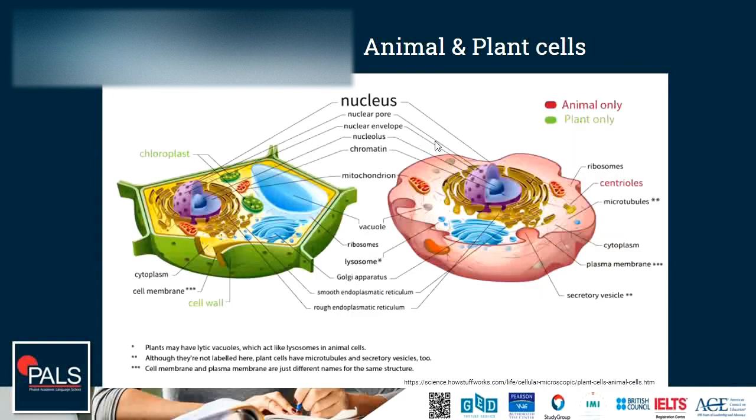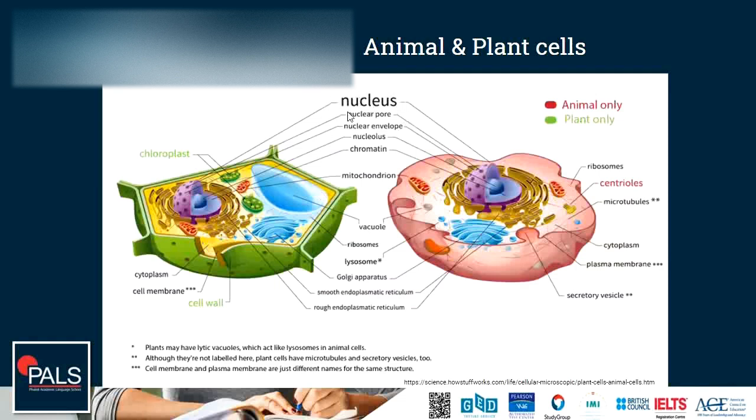cell structures. We'll have a look at animal and plant cells. Here we have a very detailed diagram of a plant cell on the left-hand side and an animal cell on the right-hand side. We can have a look at what these two cells have in common.